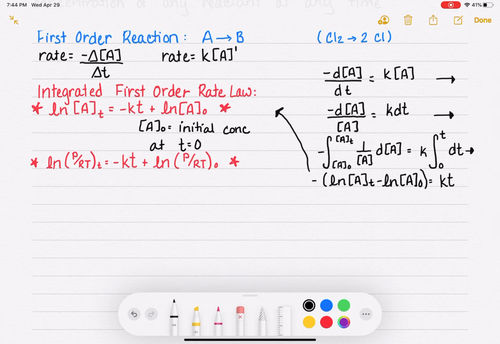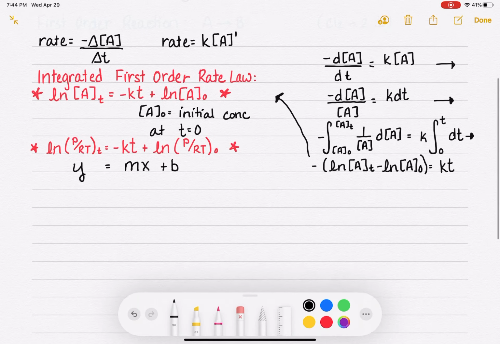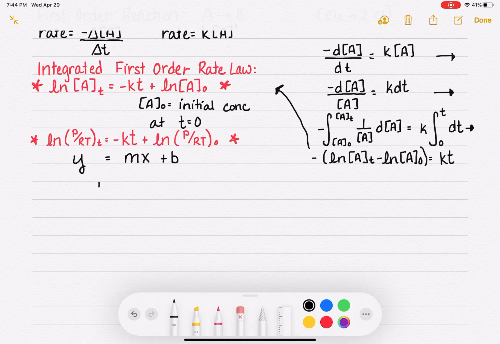These integrated rate laws are written specifically in this form right here rather than just the way that they are born from the math. They're written in this form because they take the form of y equals mx plus b, which means that we can actually graph data from these integrated first order rate laws. We can graph our data and get a linear plot of our data.